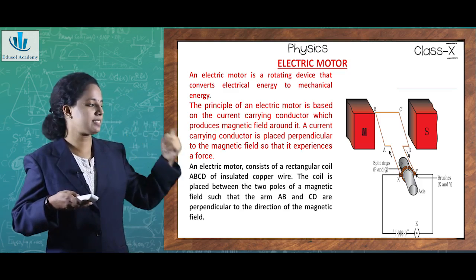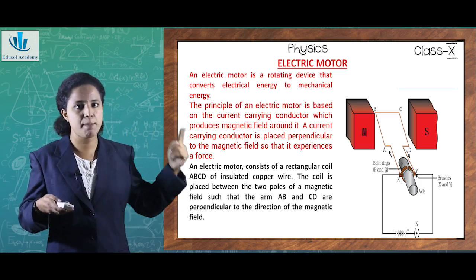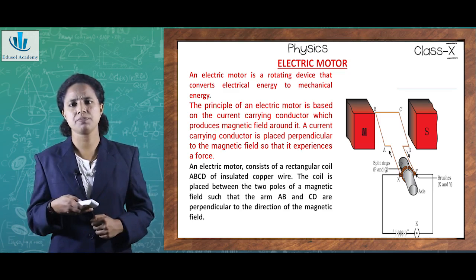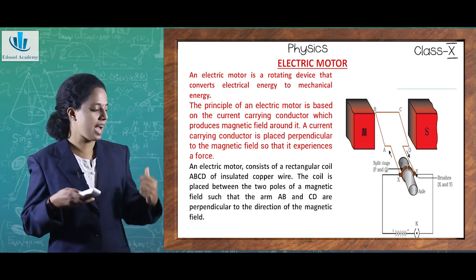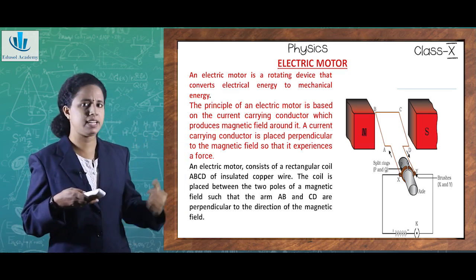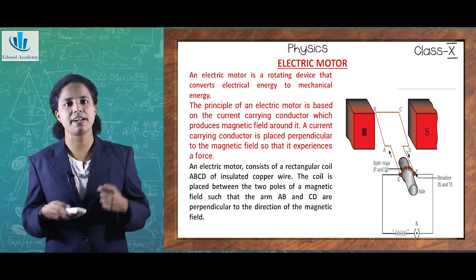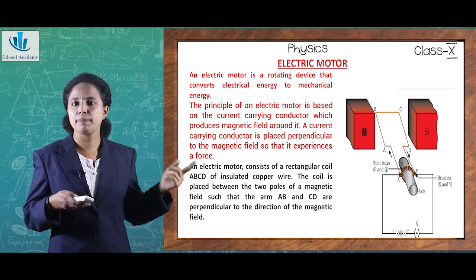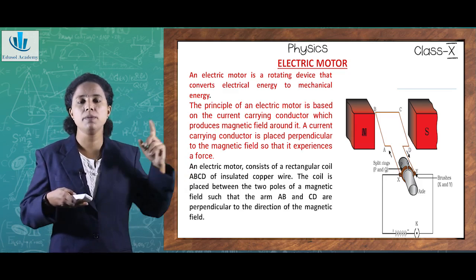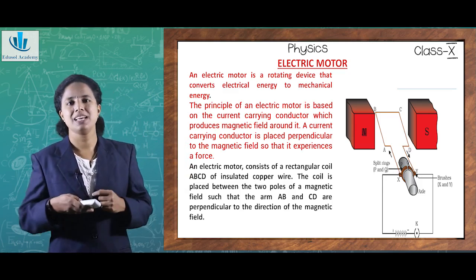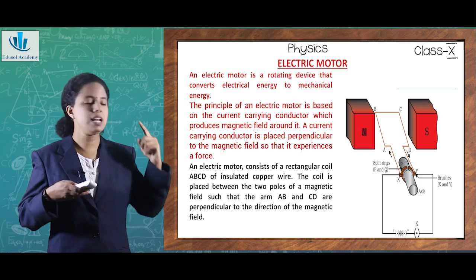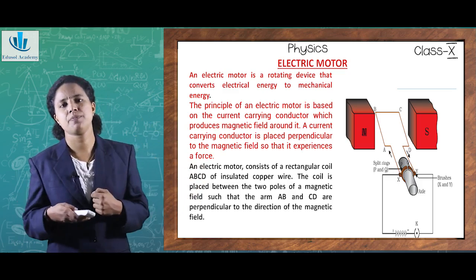And you can see there is a coil, as we have said, ABCD, isn't it? And how does this electric motor work? You can see the current in the coil ABCD comes from the source battery, isn't it? There is a source battery that has already been connected to the experimental setup. So, from the source battery, the current enters the coil ABCD.